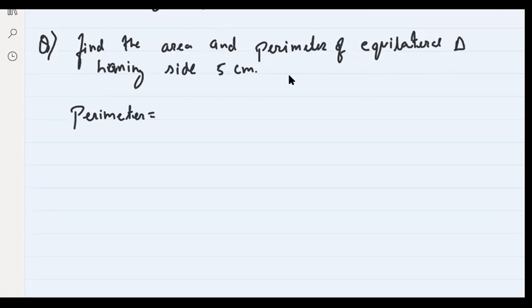Very good, everyone. So perimeter, everyone is saying 3 into 5 is equal to 15. 15 what? Centimeter, right? You have to write units also. 15 centimeter. Now 5 plus 5 plus 5, Akshay. Perimeter is 15 centimeter. Okay. What about area? Tell me area. Write in terms of root 3 only.